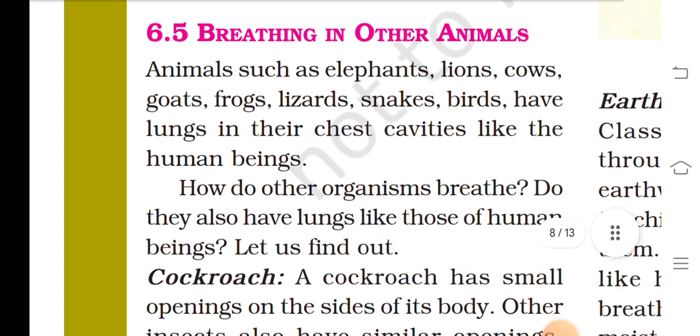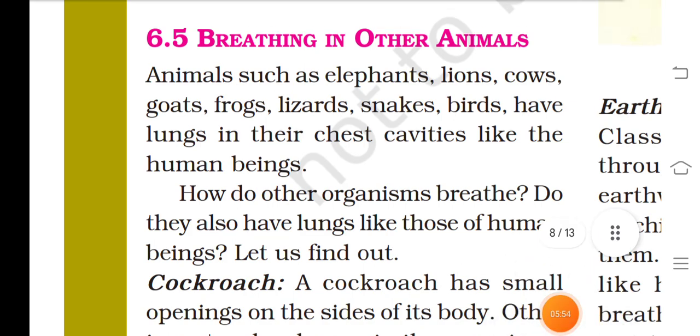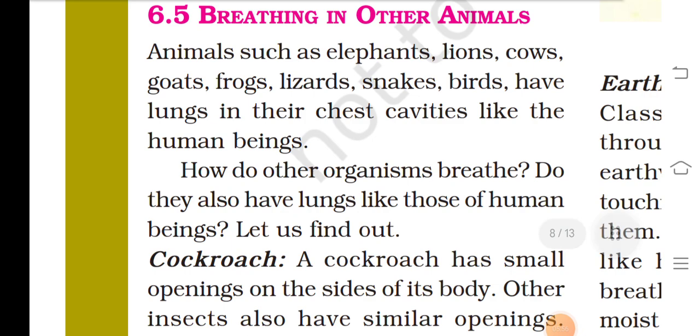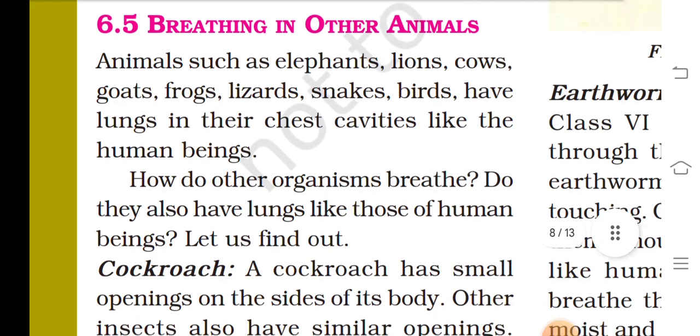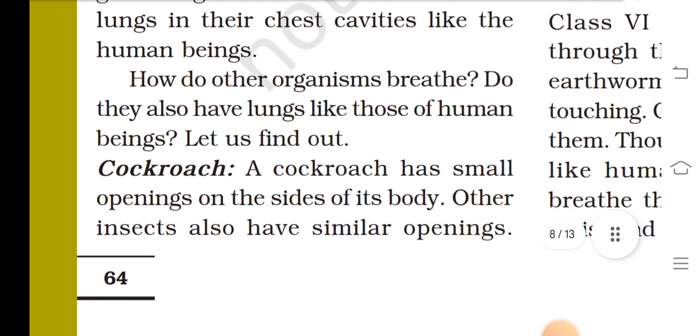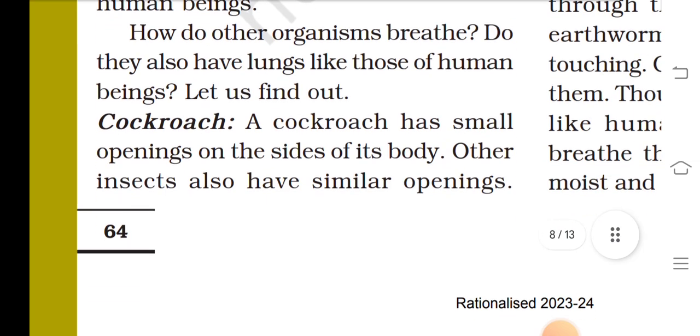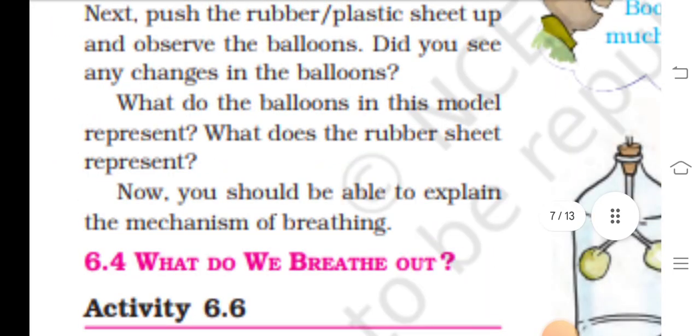Breathing in other animals. Animals such as elephants, lions, cows, goats, frogs, lizards, snakes, and birds have lungs in their chest cavity like human beings. How do other organisms breathe? Do they also have lungs like those of human beings? Let us find out. Cockroach.